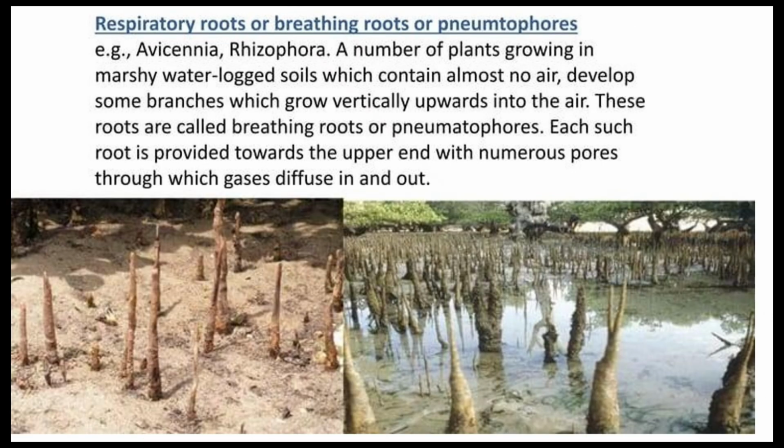Respiratory roots, which are also called pneumatophores, are found in mangrove plants, where the marshy waterlogged soil contains almost no air. Plants develop some branches which grow vertically upward into the air. These types of roots are found in mangrove plants like Rhizophora, Avicennia, etc.